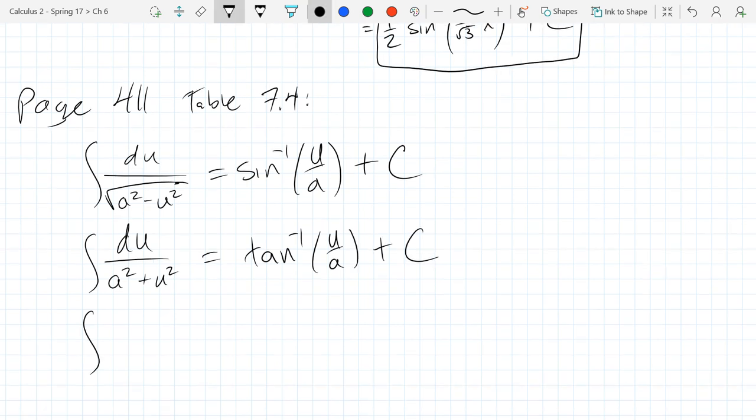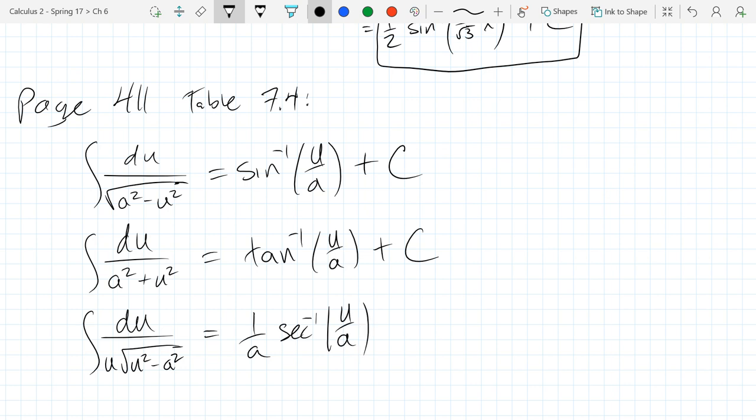Last one will be a secant inverse, du over u squared minus a squared equals 1 over a secant inverse, absolute value u over a, plus c. And I missed a 1. In the second one, there's also a 1 over a in front of tangent inverse.